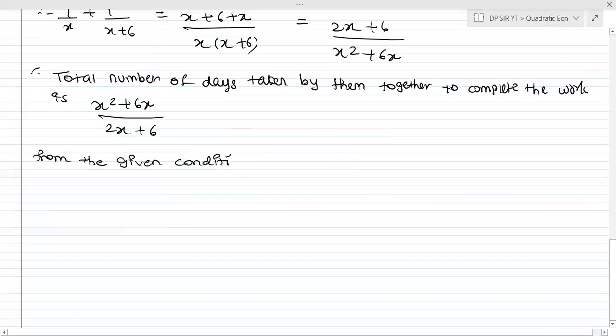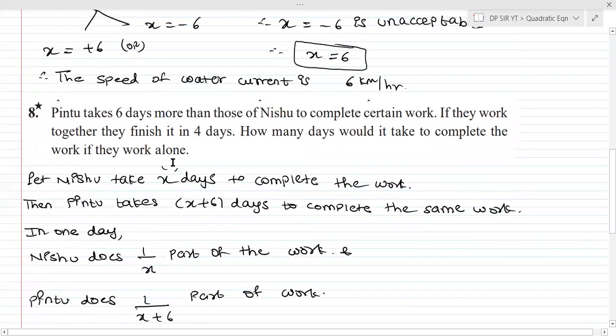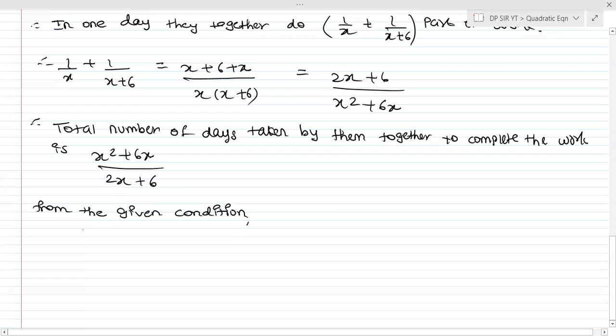So from the given condition, now solve as per the condition which they have mentioned in the question. That is going to be क्या है? If they work together, they will finish it in 4 days. So it will be equal to 4. That is x square plus 6x upon 2x plus 6 is equal to 4 days. Together 4 दिन में खत्म हो जाएगा.